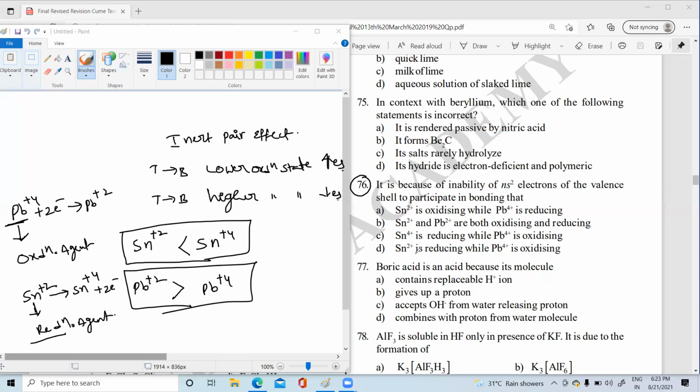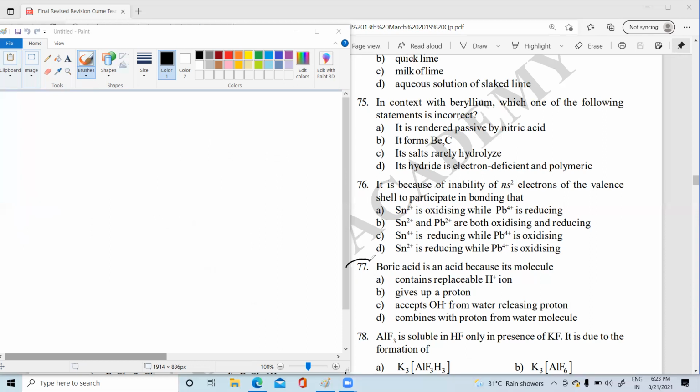Why? Because Sn plus 2 is unstable, so it undergoes oxidation. Pb plus 4 is unstable, converted to Pb plus 2 by gaining electrons, acting as an oxidizing agent. So option D is correct, students. Remaining all the options are wrong. Okay.